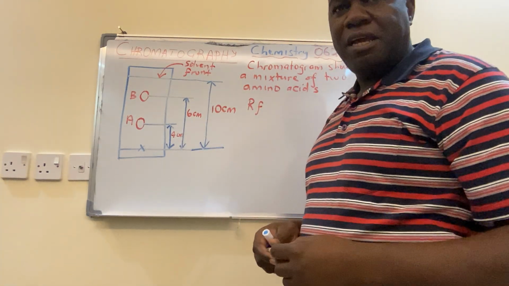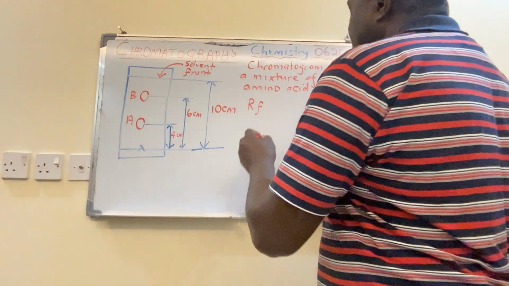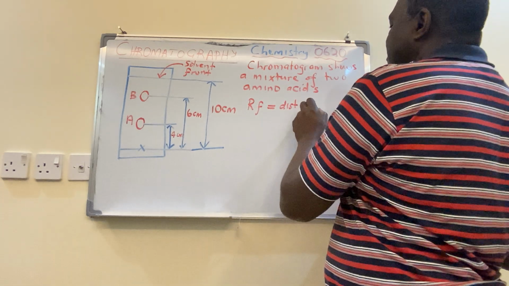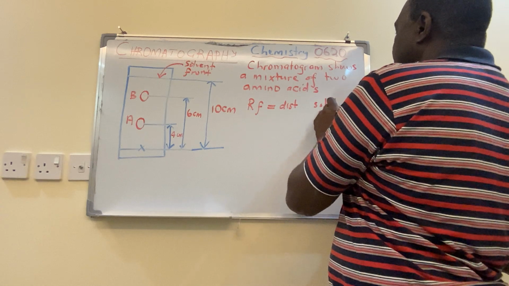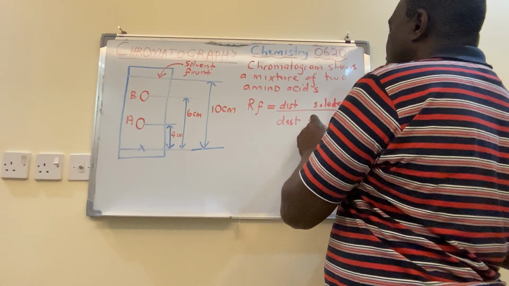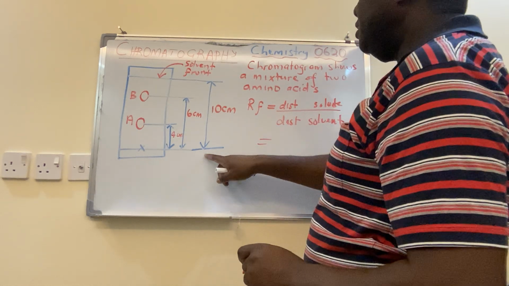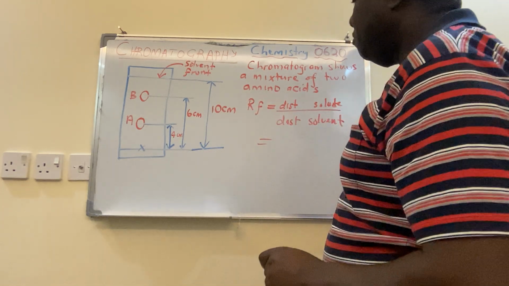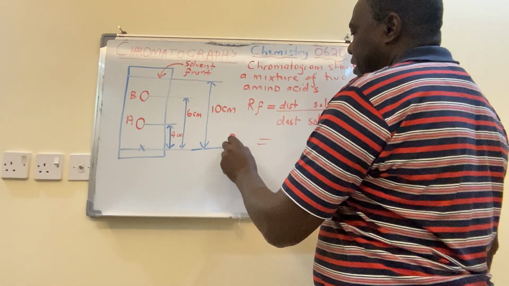Whenever you're calculating an RF value, you should always get a fraction, because of the formula for the RF value: you look at the distance traveled by the solute, which is your amino acid, over the distance traveled by the solvent, okay? So why I'm saying you're going to get a fraction is that the distance traveled by the solvent is the denominator, a bigger number, and the distance traveled by the solute is a smaller number. For instance, the RF value for A, okay?